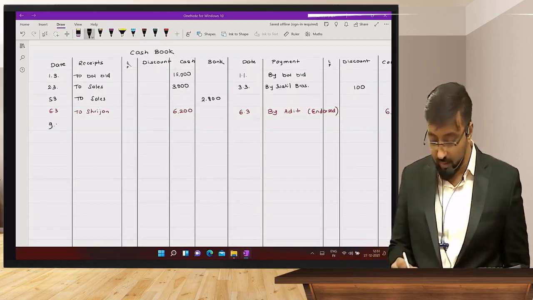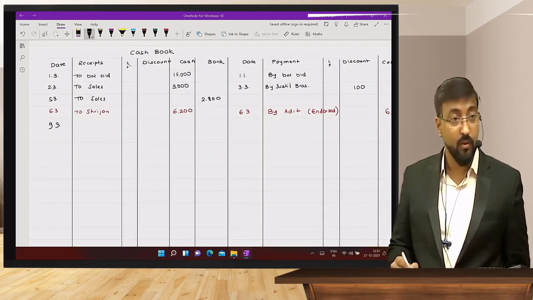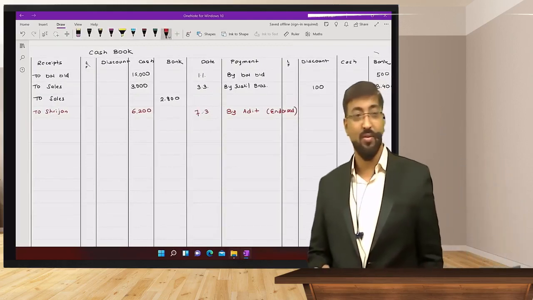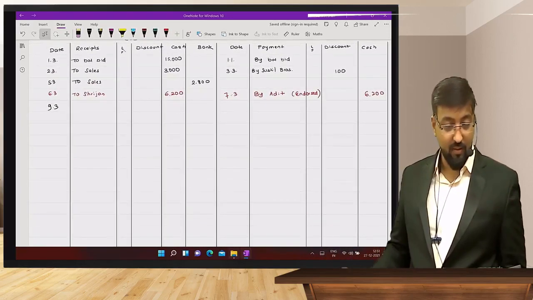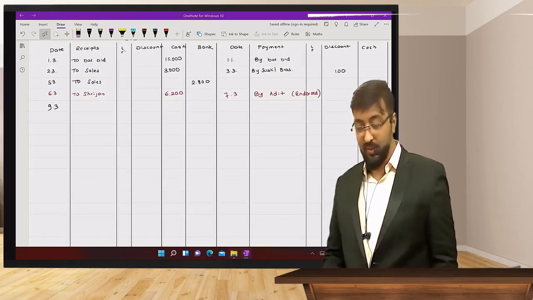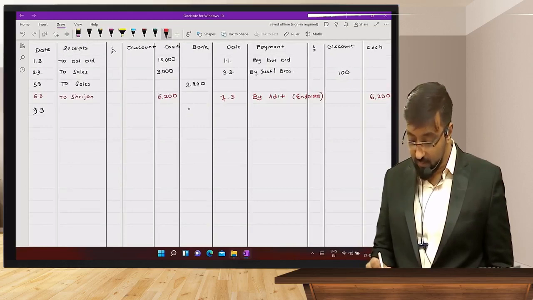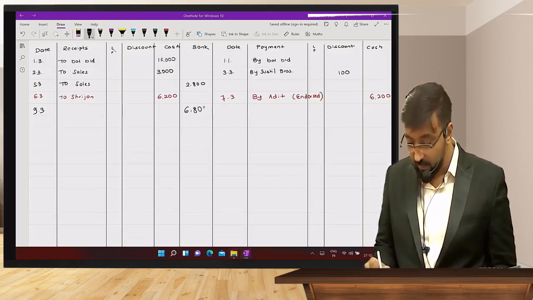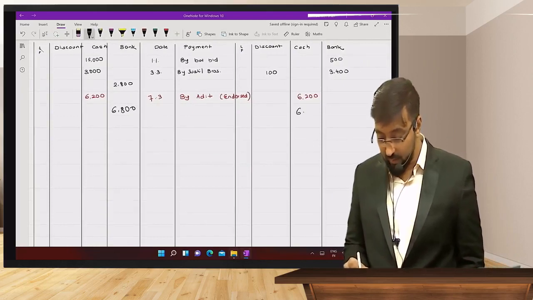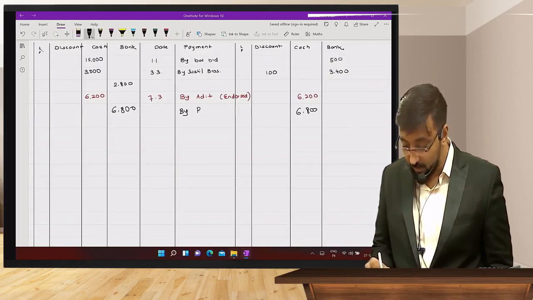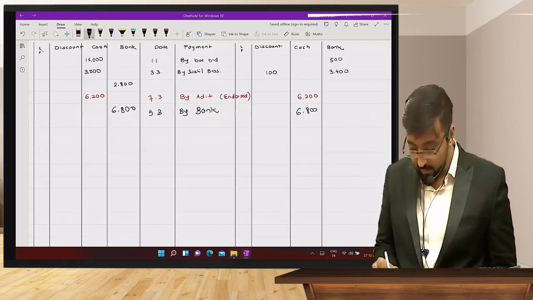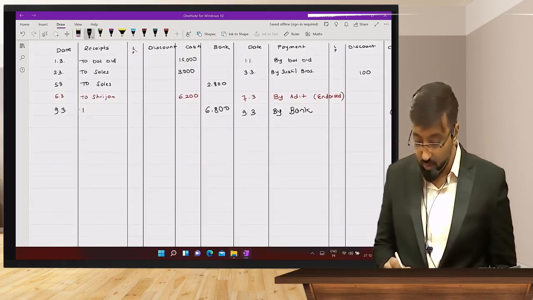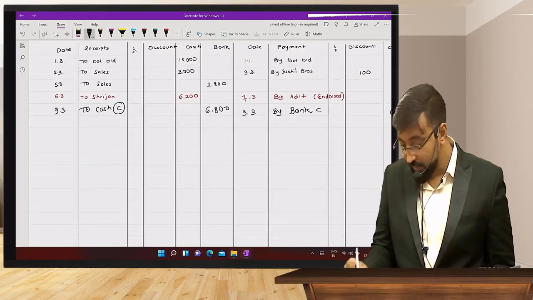Deposit into bank. First, where to write? 7th March. Deposit into bank. So, receipt side, which column? Bank column. Amount, and cash column, credit. By bank. Date, 9th March. And in the bank account debit, 6800, to cash. And what are we going to write over here? C, contra.